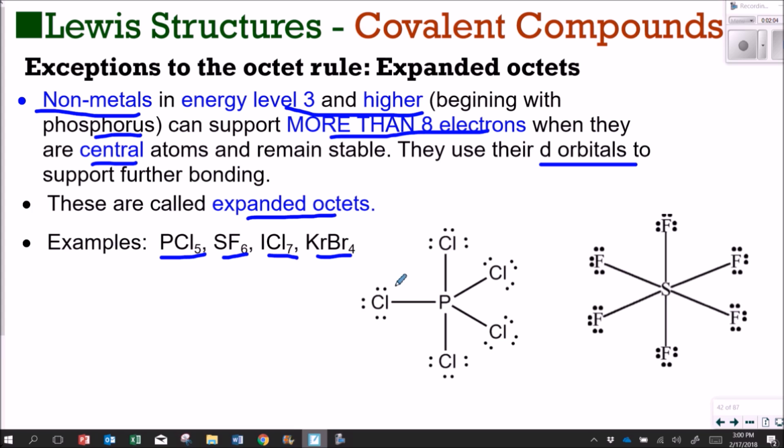If we look at some of these structures, there is phosphorus as a central atom. And if we count the electrons around it, there are 2, 4, 6, 8, and 10 electrons around this phosphorus. So it's more than 8. Sulfur over here as a central atom has 2, 4, 6, 8, 10, 12 electrons and can be stable.